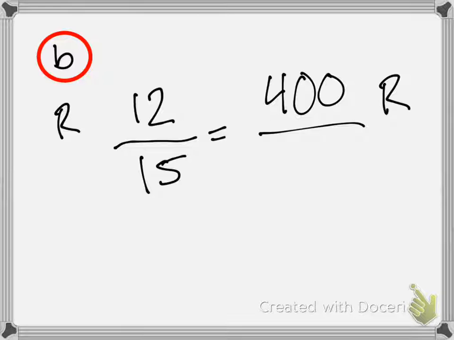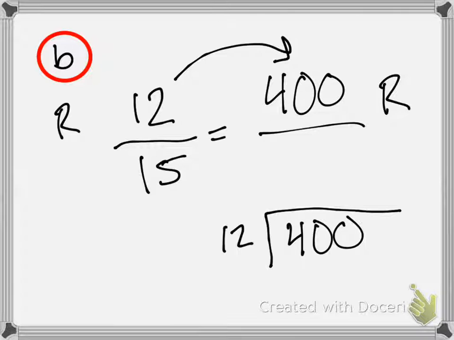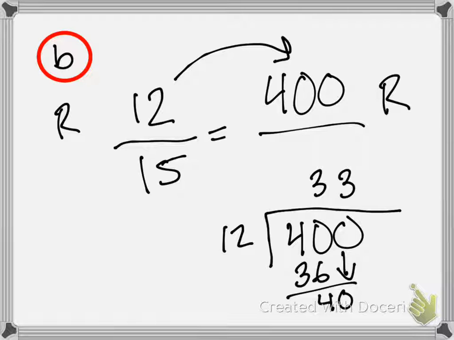So now, how do we go from 12 to 400? The easiest way is to just divide. So here, how many times does 12 go into 40? It goes in 3 times. That's 36. Bring down the 4, 40 again. That means we're going to get another 3, and another 3, and another. So we just write it like that.